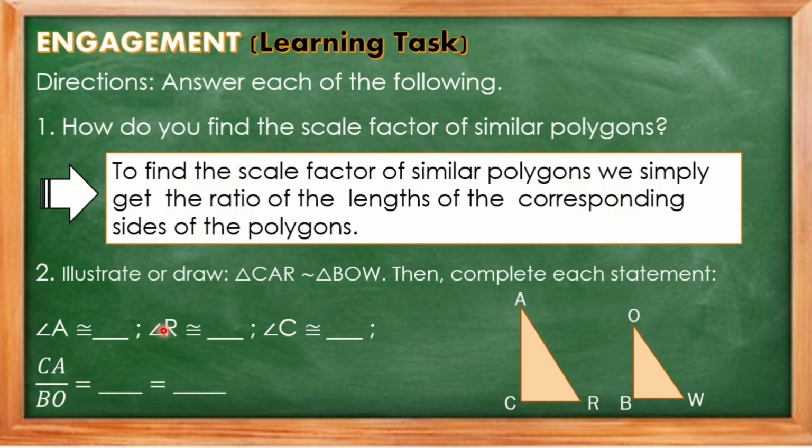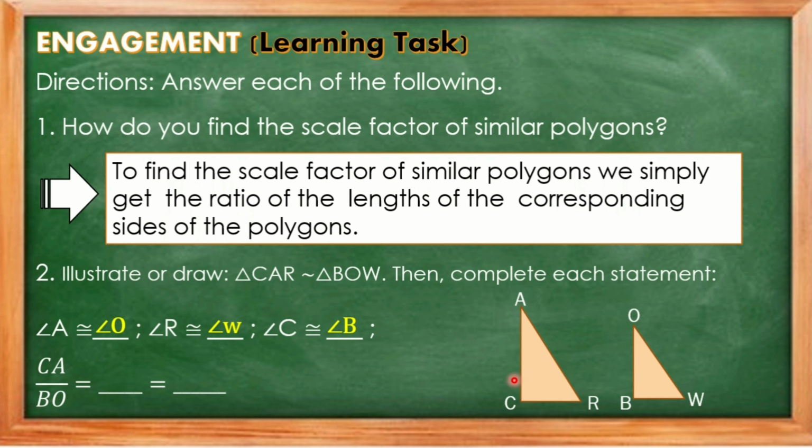Next, number two, illustrate or draw triangle CAR is similar to triangle BOW. Then complete each statement. Angle A is congruent to, so saan congruent si angle A? Congruent siya kay angle O. And then si angle R is congruent to blank. Saan congruent si angle R? Congruent siya kay angle W. And then angle C is congruent to angle B. Ganun lang kasimple.